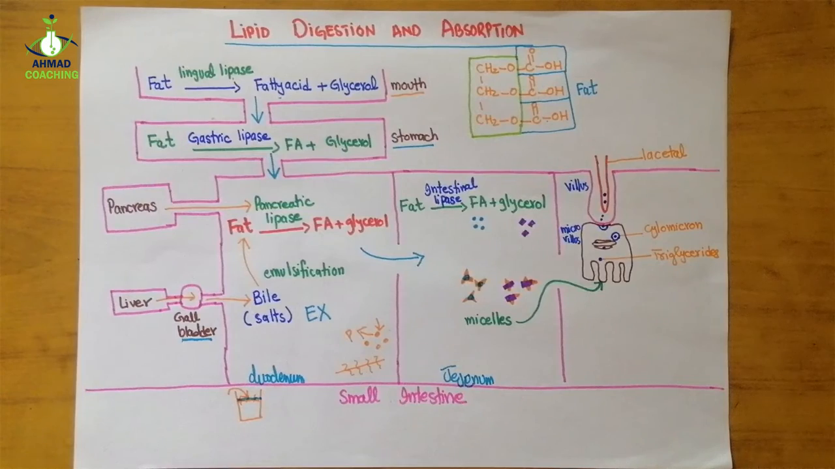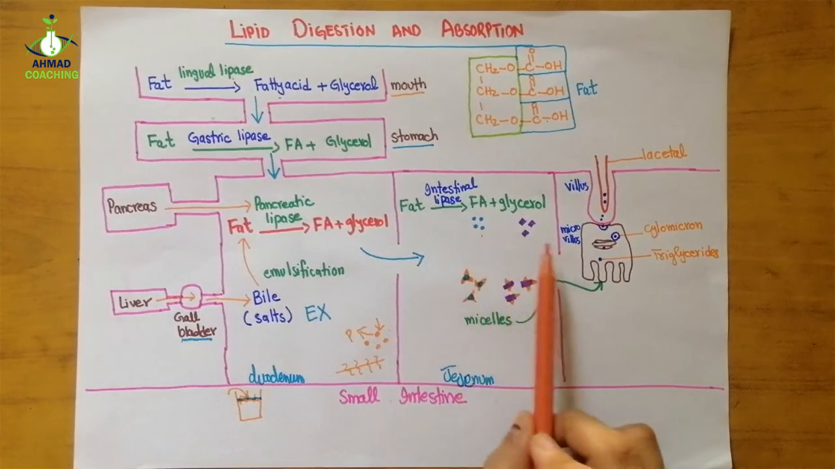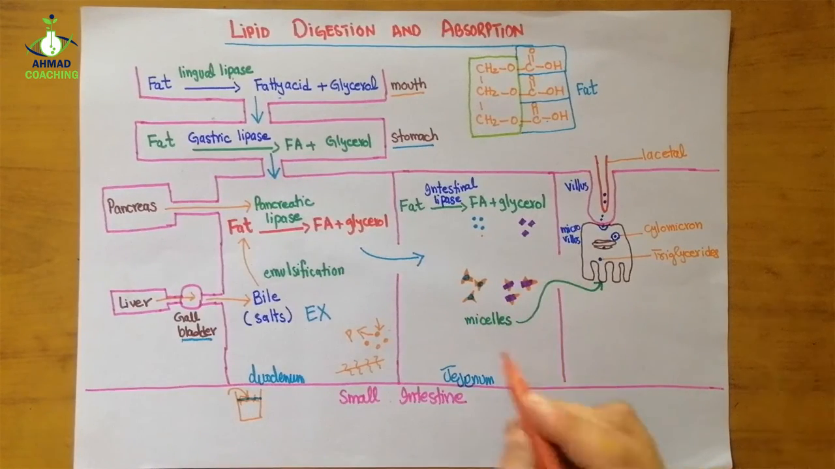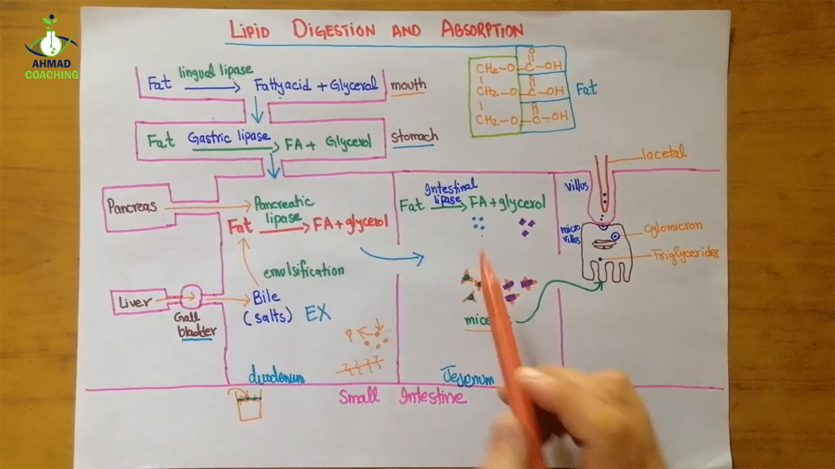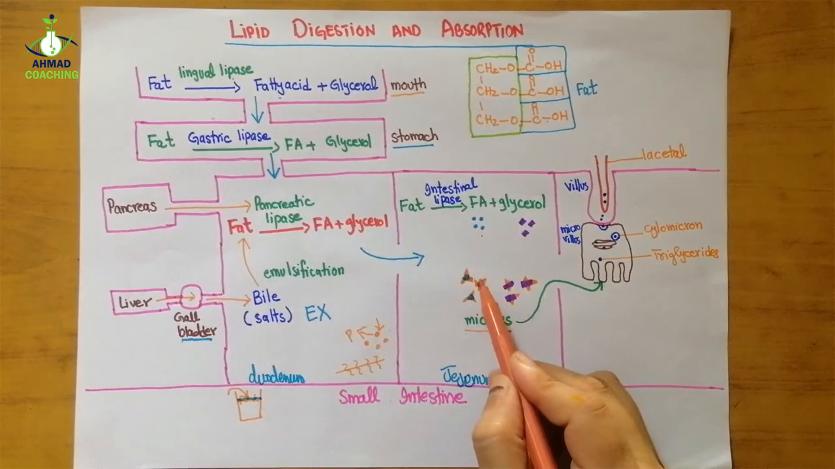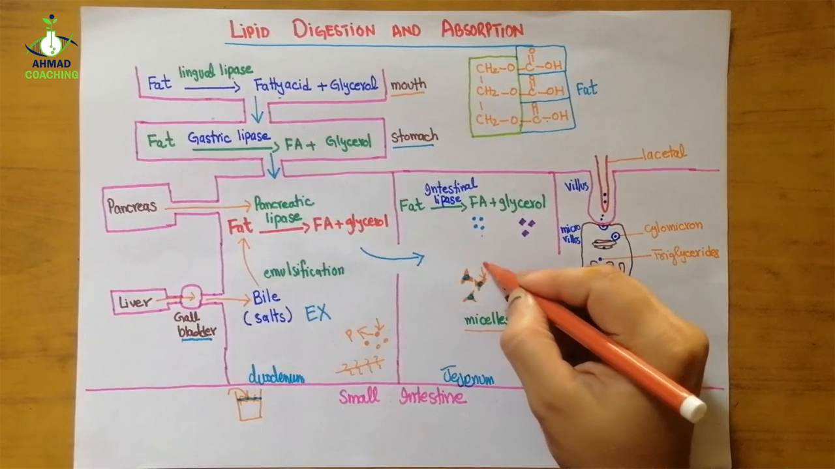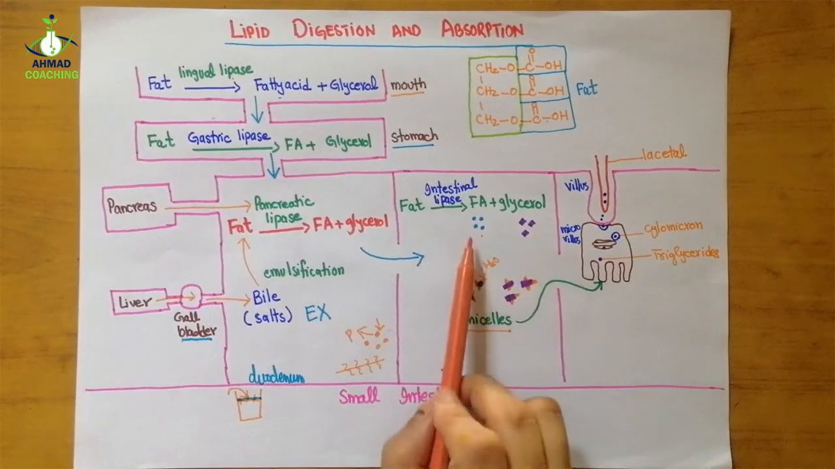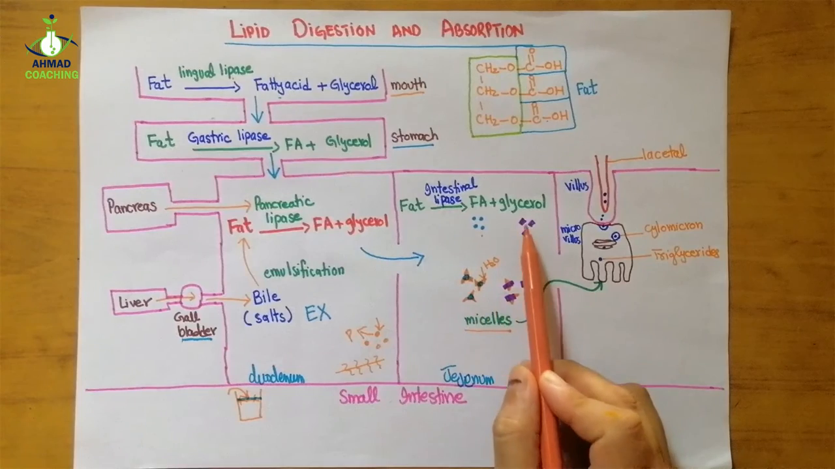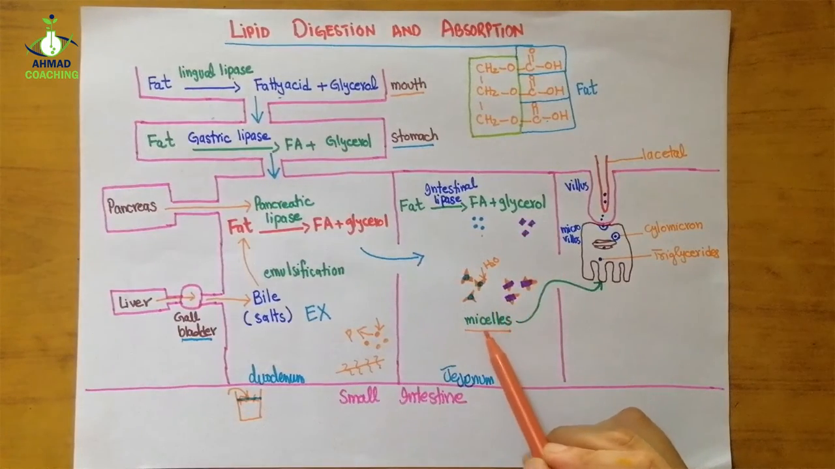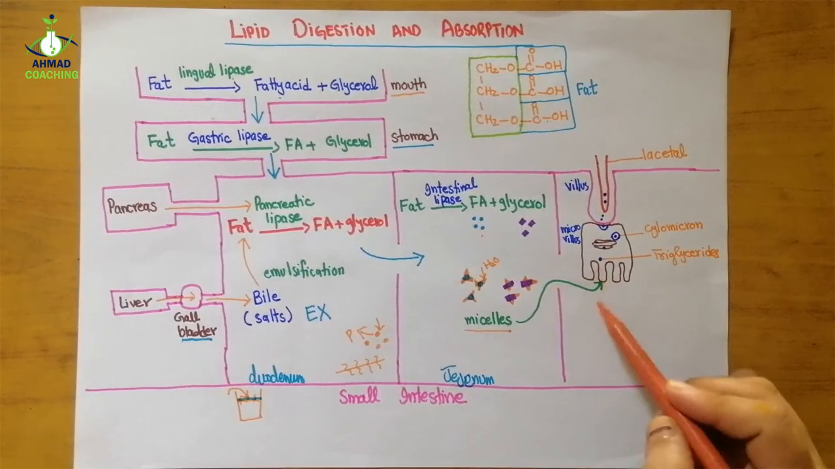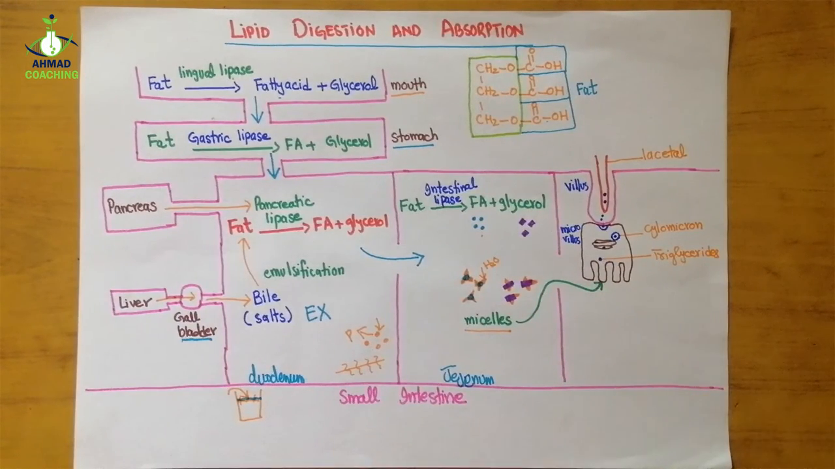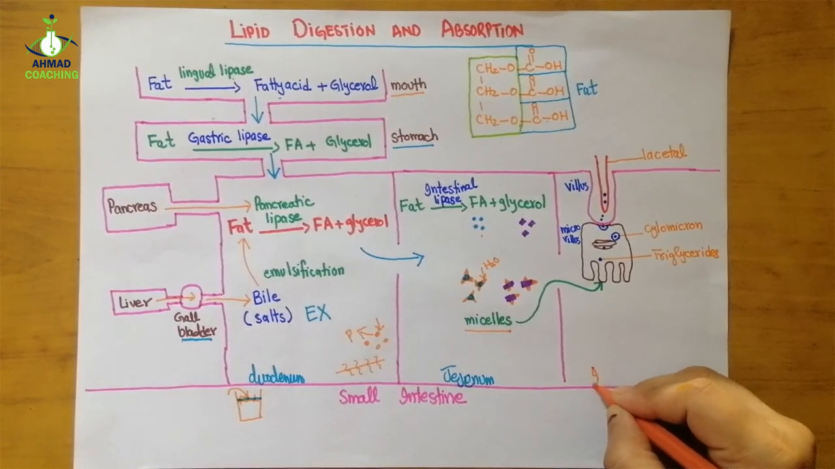Now the next step is the absorption of lipid. This fatty acid and cholesterol are going to be converted into micelles. What are micelles? These molecules are going to be surrounded by water molecules. So each molecule is surrounded by water, and this is known as micelles. These micelles then enter into the third part of the small intestine, which is known as ileum.